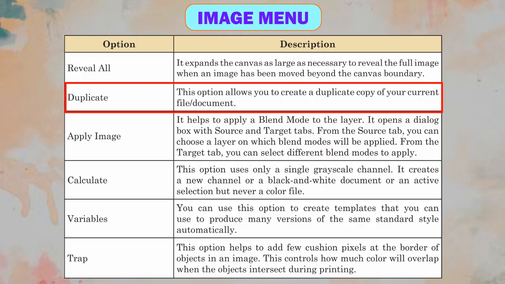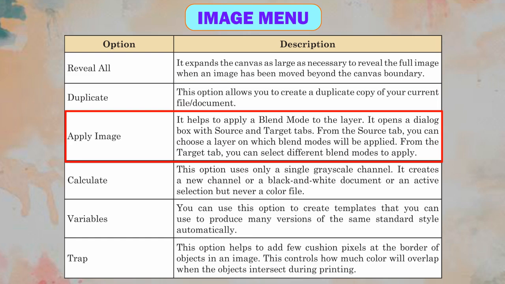Option Duplicate. Description. This option allows you to create a duplicate copy of your current file document. Option Apply Image. Description. It helps to apply a blend mode to the layer. It opens a dialog box with Source and Target tabs. From the Source tab, you can choose a layer on which blend modes will be applied. From the Target tab, you can select different blend modes to apply.